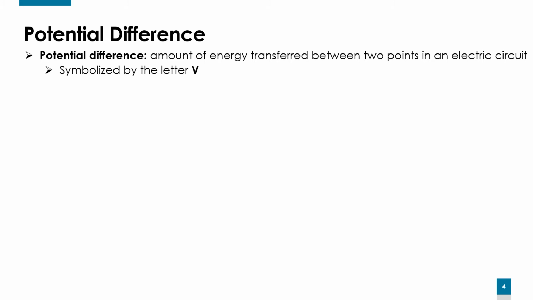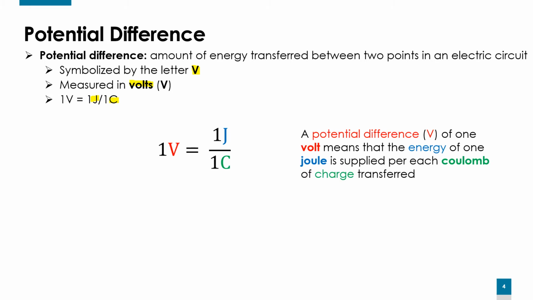Okay, now let's do some calculation. This potential difference is symbolized by the letter V because of the volts, okay? And measured in volts. 1 volt, 1 V, is the same as 1 joule per 1 coulomb. So I can write this formula here. 1 volt is equal to 1 joule, with which we measure energy, per 1 coulomb, with which we measure charge.